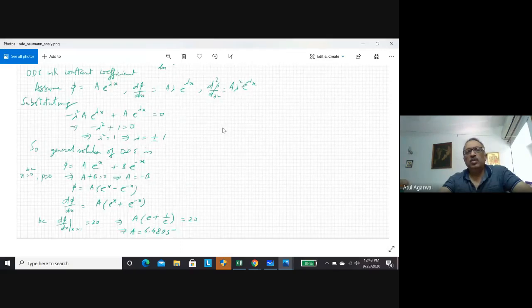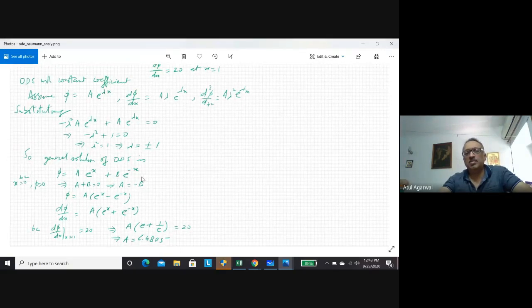Look, our exact solution had e^x and e^(-x) terms. So earlier the solution we assumed did not have these terms. So that is why we are not getting a perfect answer. Suppose we choose a function such that e^x and e^(-x) terms are there, then we may reach the exact answer.